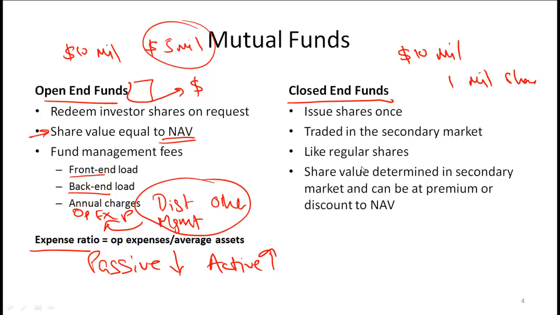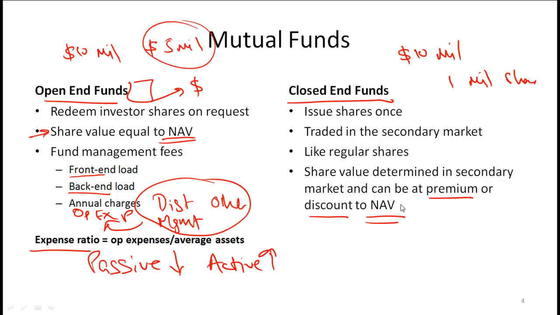And since they are like regular shares, the value is determined in the secondary market. And even though we need to be concerned about the net asset value, it needs to be kept in mind that closed-end shares can often trade at either a premium or a discount to NAV. So for example, if the market has a very high opinion of the fund manager and has expectations that the fund manager will do a good job in the future, then there will be high demand for this fixed number of shares, and most likely the shares will trade at a premium.